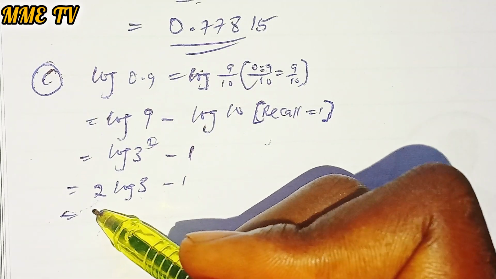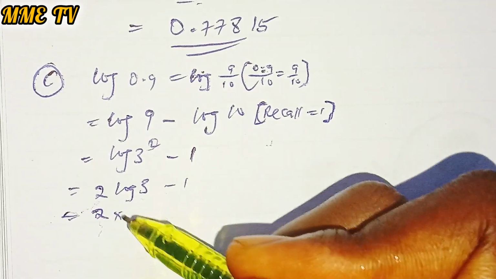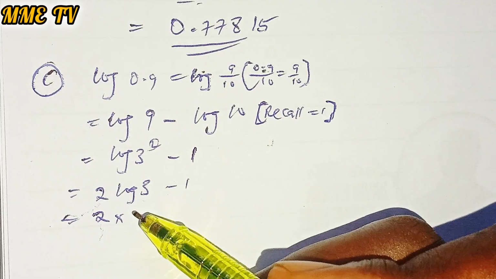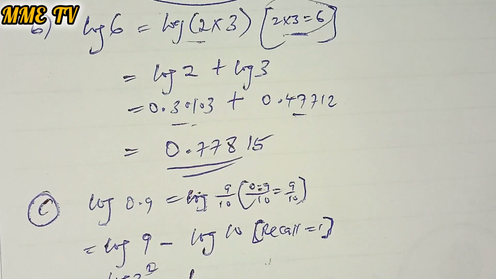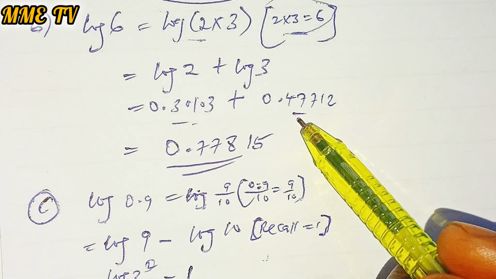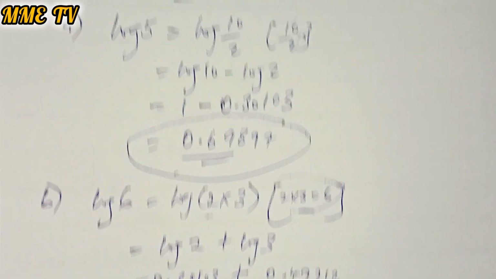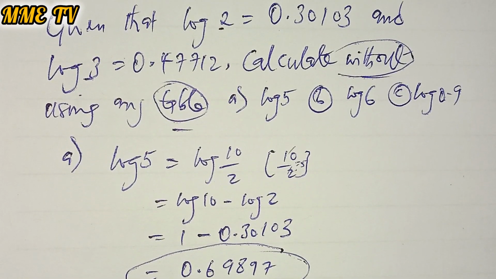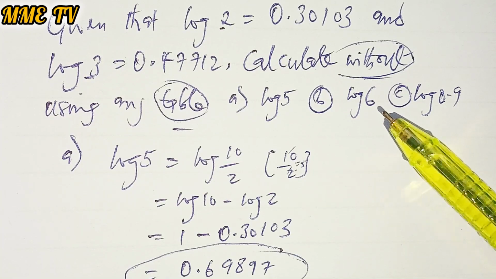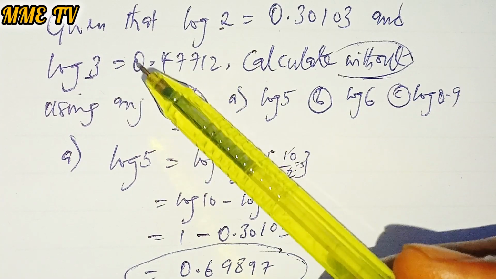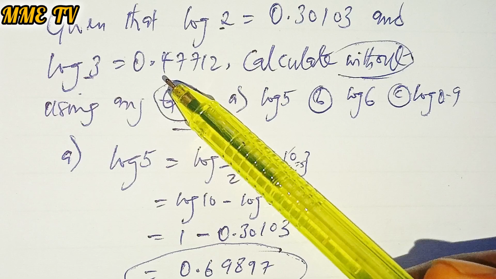So what do I do now? I will say a whole 2 multiplied by the log 3 which we were given earlier. Remember that log 3 is equal to, even from the one which we were given at the topmost, remember that log 3 is this, right?